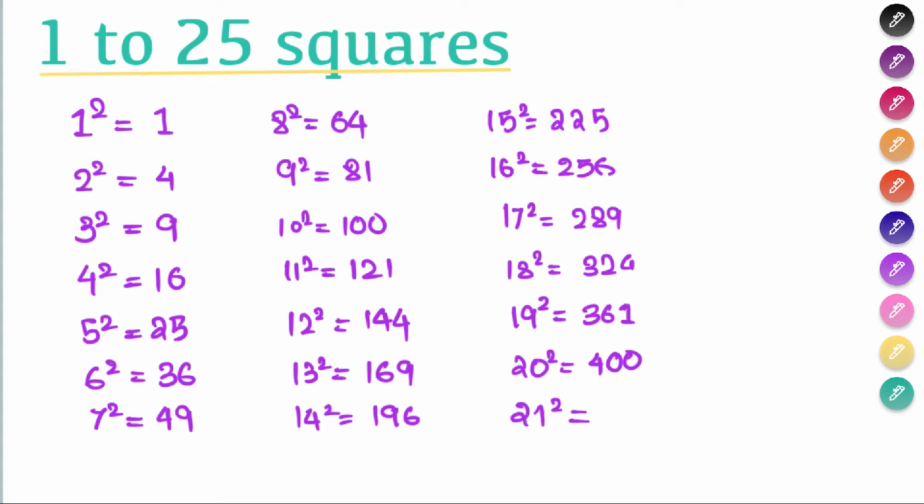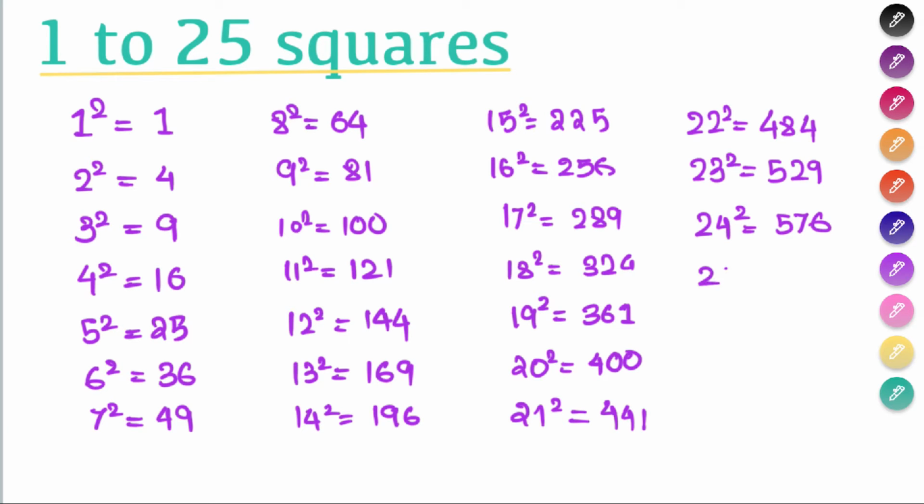21 square is 441, 22 square is 484, 23 square is 529, 24 square is 576, 25 square is 625. Now I know it might seem a little bit difficult, but with time I believe you can easily remember this much squares as you practice more and more questions, of course.